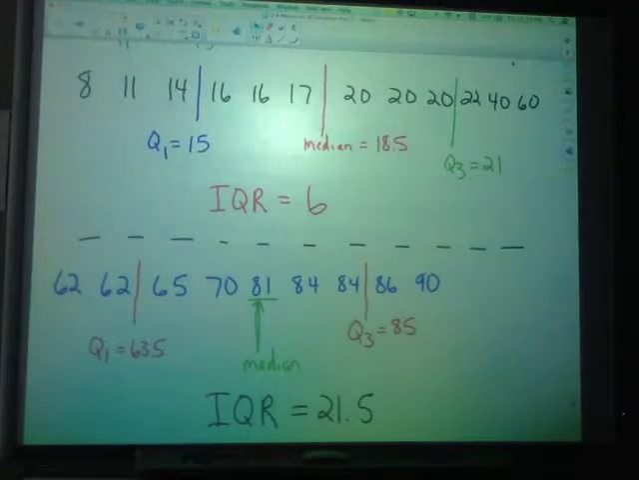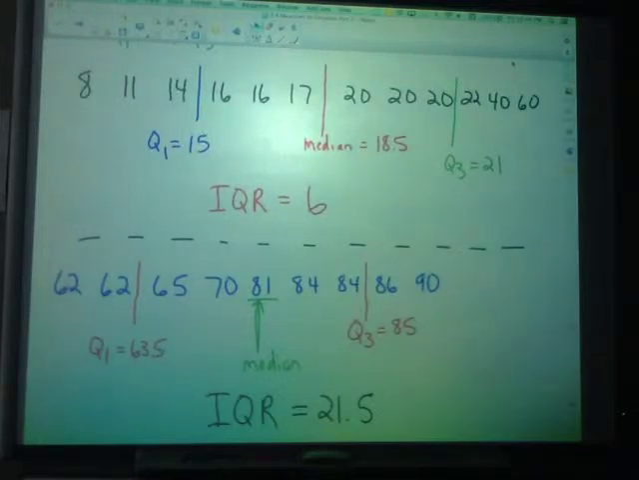Now, what I'm trying to determine from all of this is, what is my interquartile range? So I'm just going to take quartile 3, and I'm going to subtract quartile 1. 21 minus 15 is 6. That tells me that in my interquartile range, my middle 50% of my data, there are 6 numbers, going from 16 up to 20.